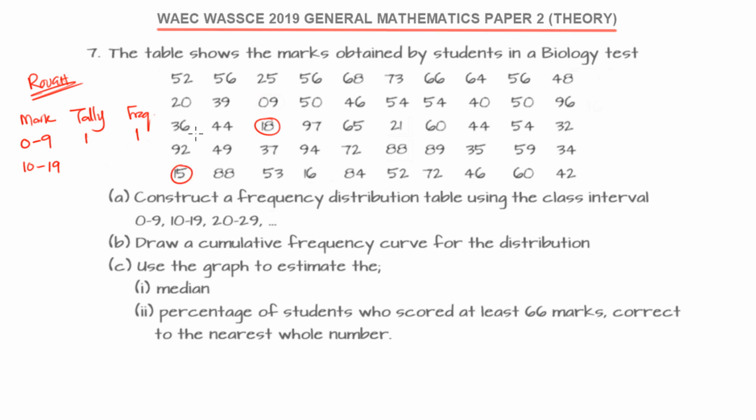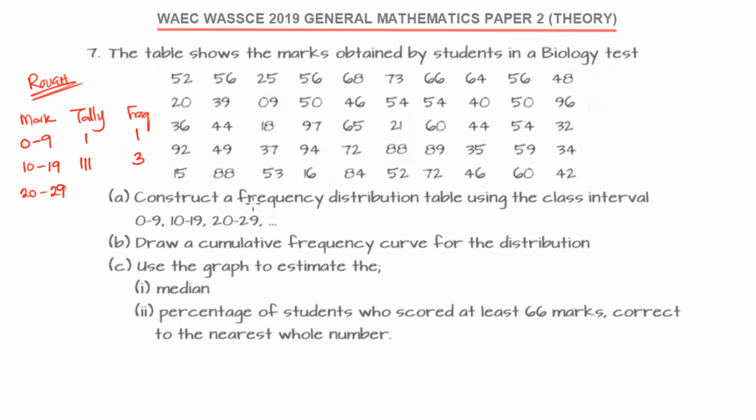Okay, the fifth row we have 15. That's 2 tallies. We have 16. That's another tally. Don't forget to tally your data. It will help you to actually map out what you need to get and not make mistakes. You need to be very careful.